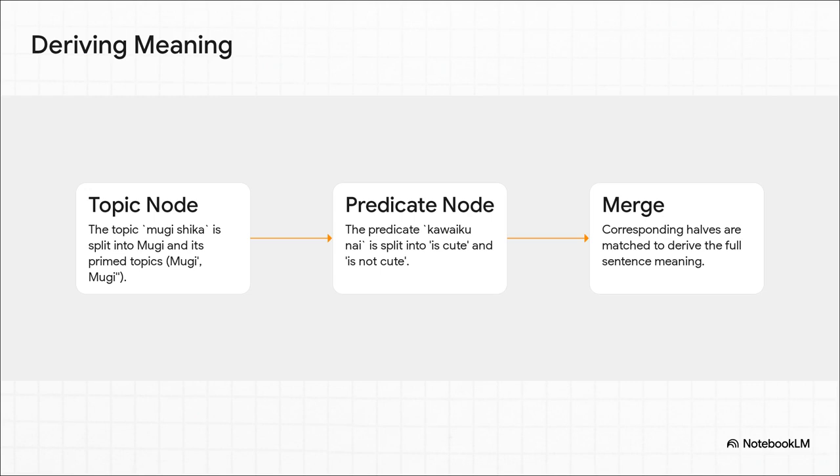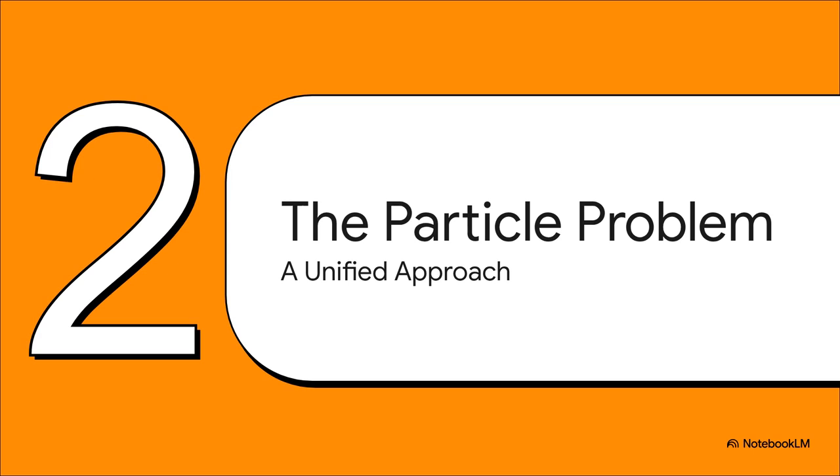It's beautiful. Step 1, the topic, mugi shika, gets represented with mugi below the line, and the alternatives, mugi prime and double prime, go above it. Step 2, the predicate does the same thing. The positive part, is cute, goes below the line, and the negative part, is not cute, goes above. And then step 3, the nodes merge. The grammar just matches the stuff above the line and the stuff below the line. And just like that, you've derived the correct meaning. Puzzle solved.